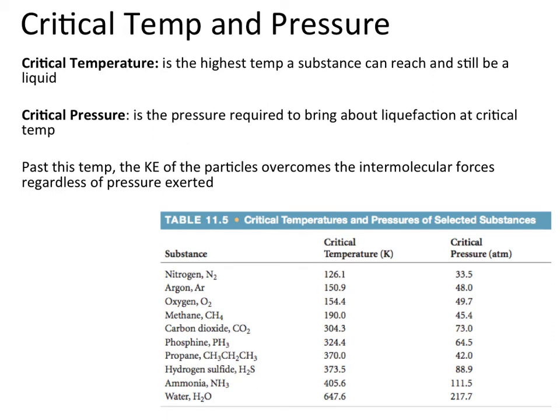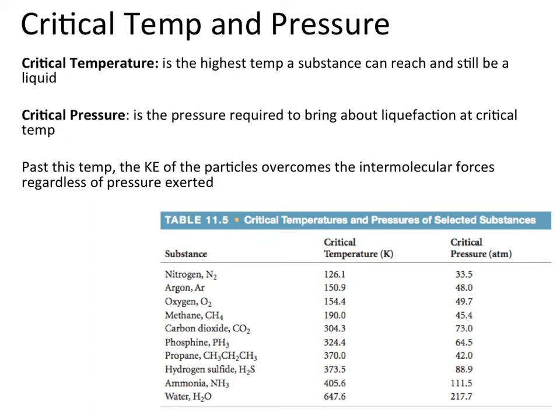So critical temperature and pressure. Basically, your critical temperature is the highest temperature a substance is able to reach and still be a liquid, okay? And critical pressure is related to the critical temperature in that it is the pressure that's required to bring about the liquefaction process at critical temperature. Okay, so they're usually related or discussed in tandem.